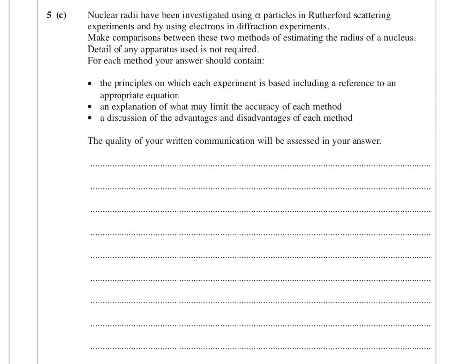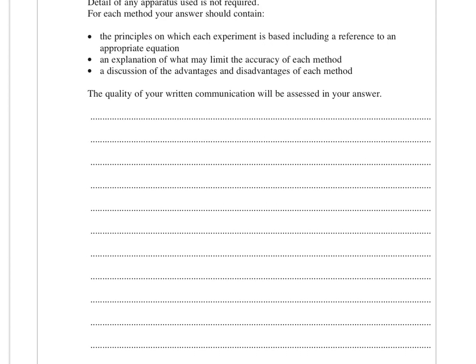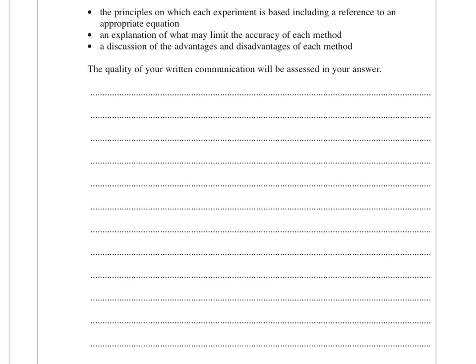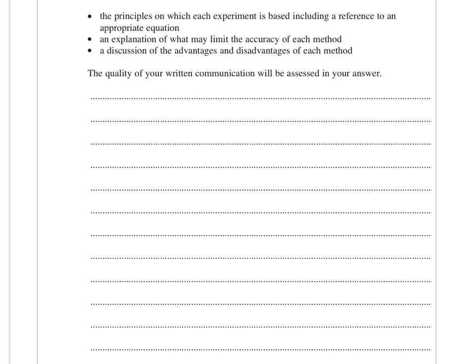Oh, there we go. Nuclear radii have been investigated using alpha particles in Rutherford scattering and also electron diffraction. Compare these two methods. We don't need to talk about the apparatus, but we do need to talk about the principle on which the experiment is based, including equations, an explanation of what might limit accuracy, and a discussion of the advantages and disadvantages of each method. So let's first talk about alpha scattering. What are the key principles there?